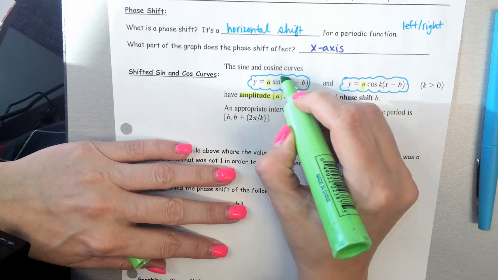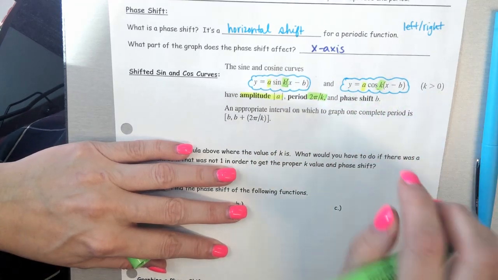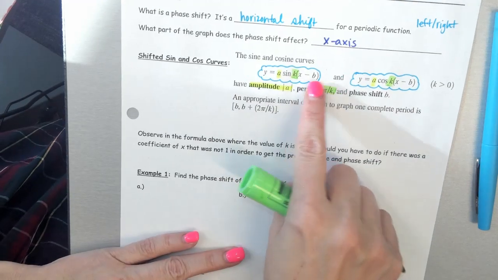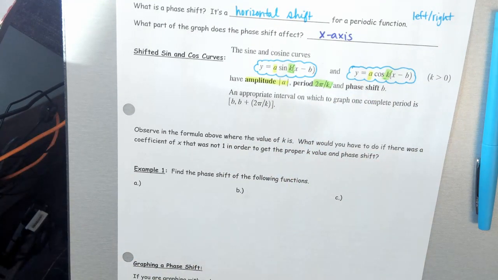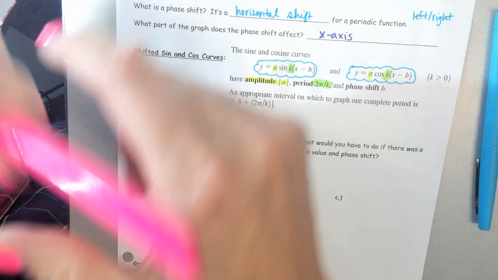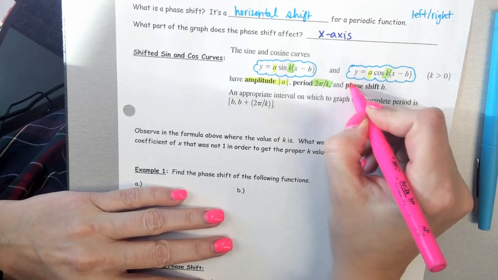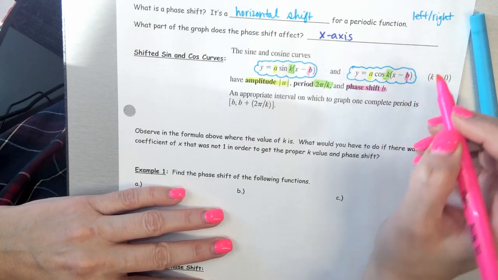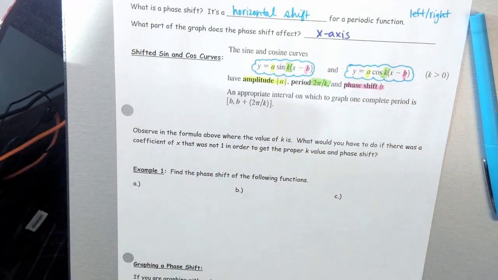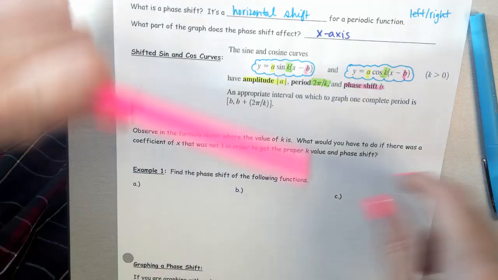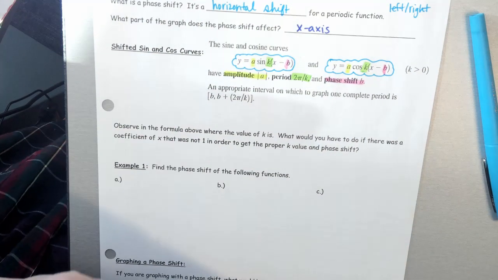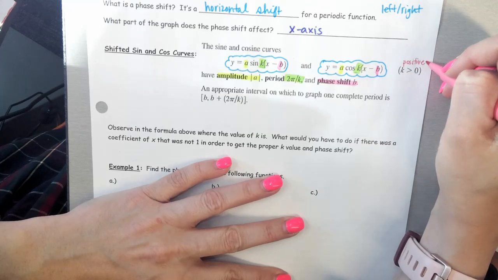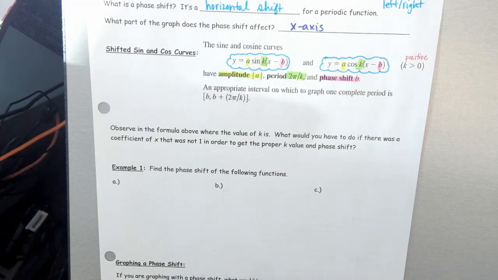And look and see where this k value is. Okay, it's still inside the trig function, but because you have a phase shift, it should be outside of the parentheses. And then your phase shift value is called b. Okay, and in both of your equations, it's x minus your value of b. Okay, and then you still want a positive k value.